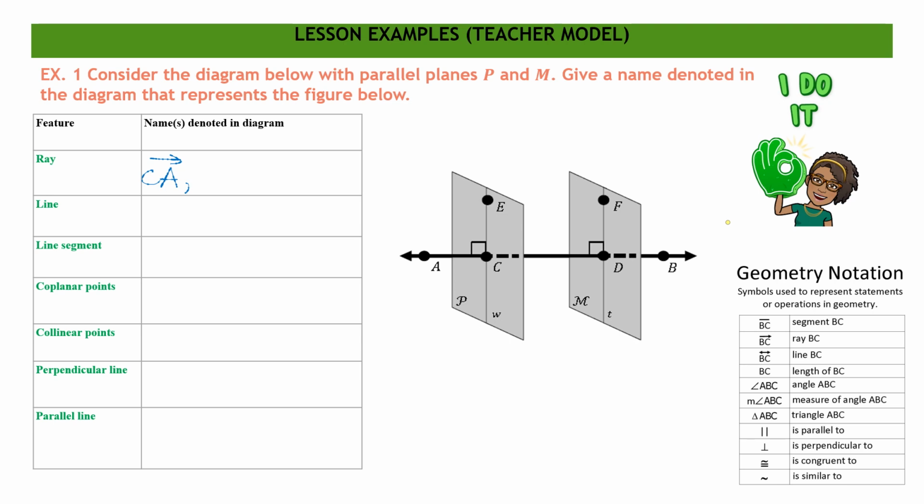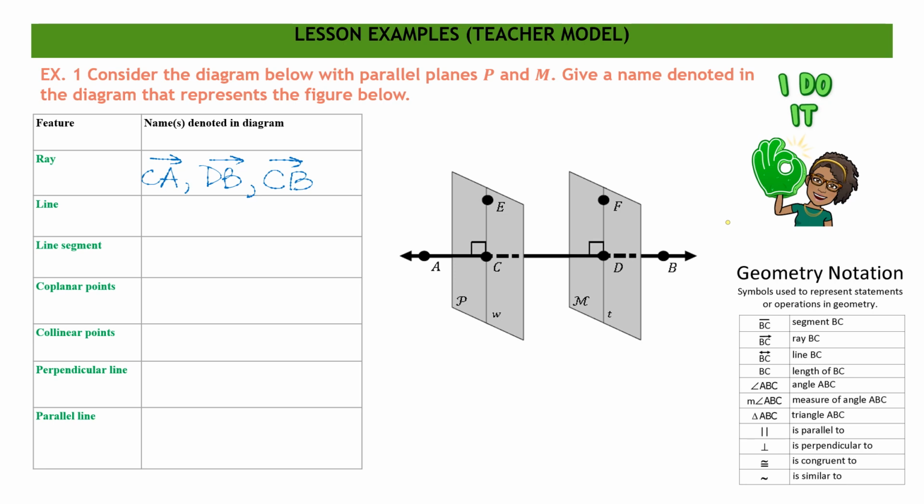I also have an example here of another ray, which is DB. DB has the endpoint of D and goes in the direction infinitely to the right. If I want to give another example, I can say I also have ray CB. CB has an endpoint and goes in the direction to the right infinitely, including point B.